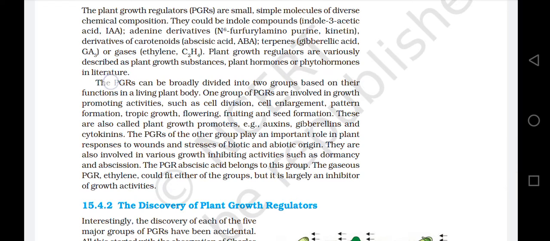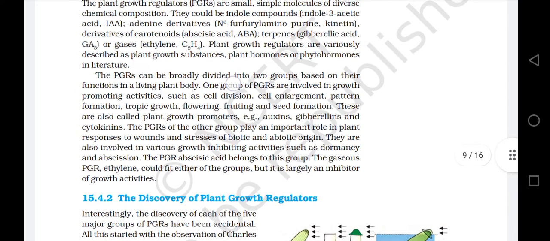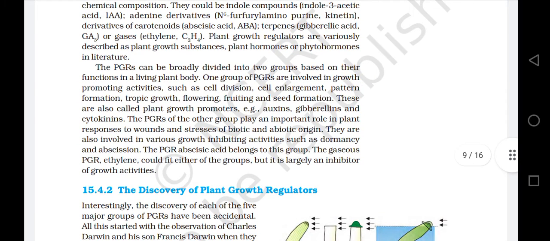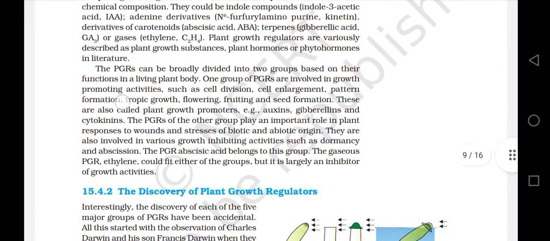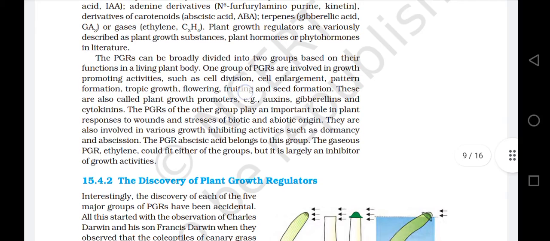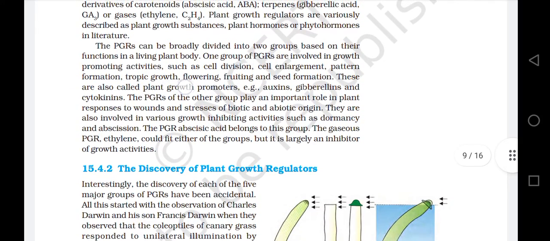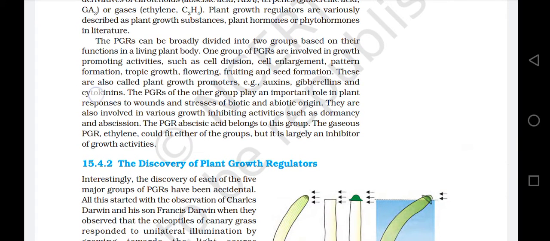The PGRs can be broadly divided into two groups based on their functions in a living plant body. One group of PGRs are involved in growth promoting activities such as cell division, cell enlargement, pattern formation, tropic growth, flowering, fruiting, and seed formation. These are also called plant growth promoters, for example auxin, gibberellins, and cytokinins.